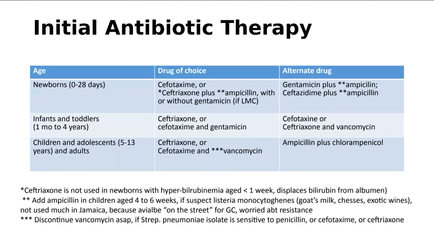Here we have the initial antibiotic therapies that are used in newborns. The drug of choice is cefotaxime. Alternate drugs being gentamicin plus ampicillin or ceftazidime plus ampicillin. We try not to use ceftriaxone in the neonatal period because of the problem with hyperbilirubinemia, and it displaces the bilirubin from albumin. In infants and toddlers, we go with ceftriaxone or ceftriaxone and vancomycin if you suspect drug-resistant pathogens. In children and adolescents, we go with ceftriaxone or cefotaxime and vancomycin, or we can go with ampicillin and chloramphenicol.